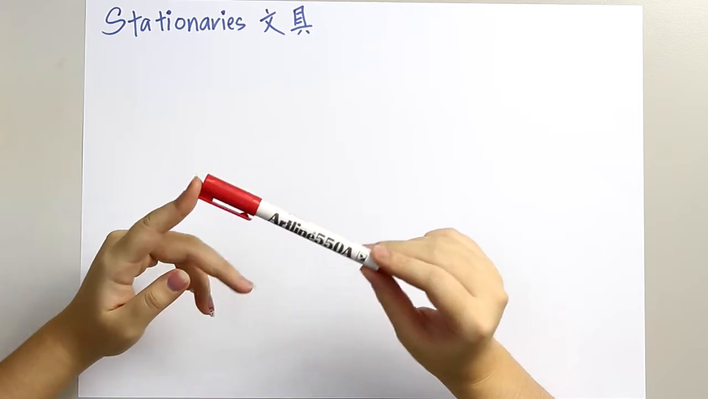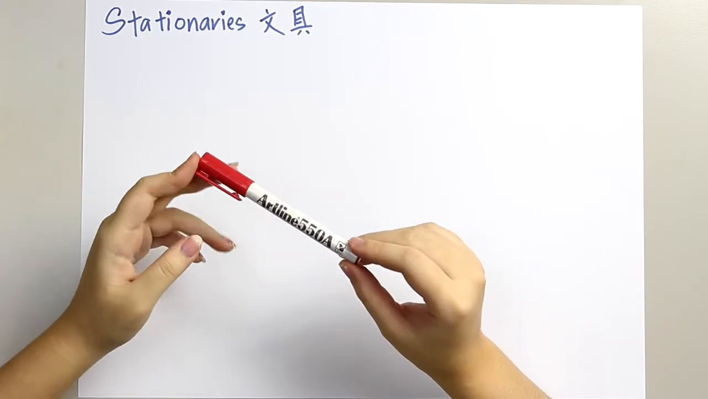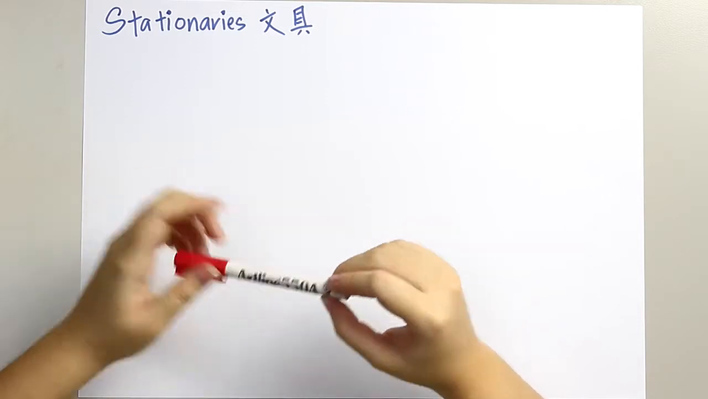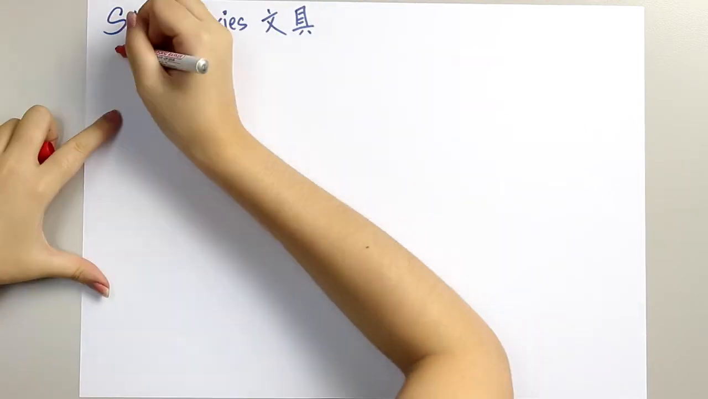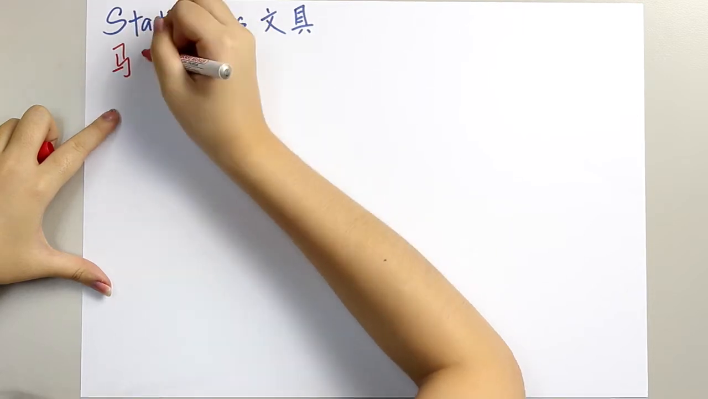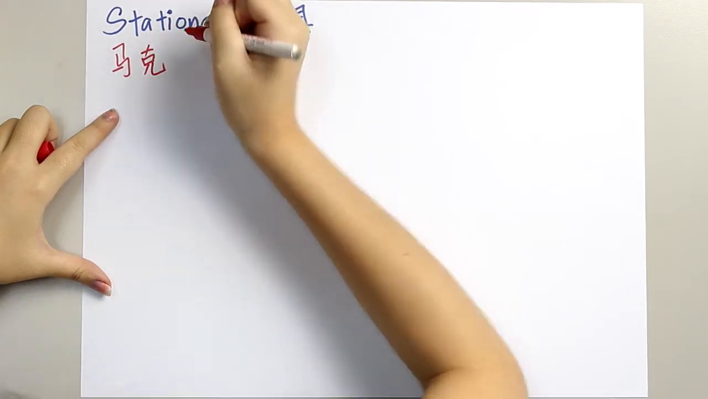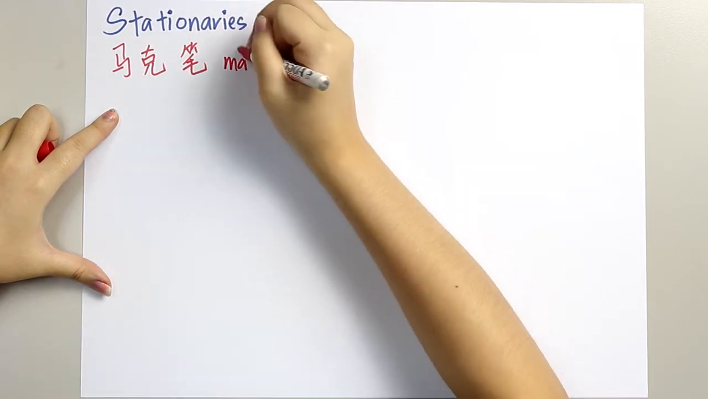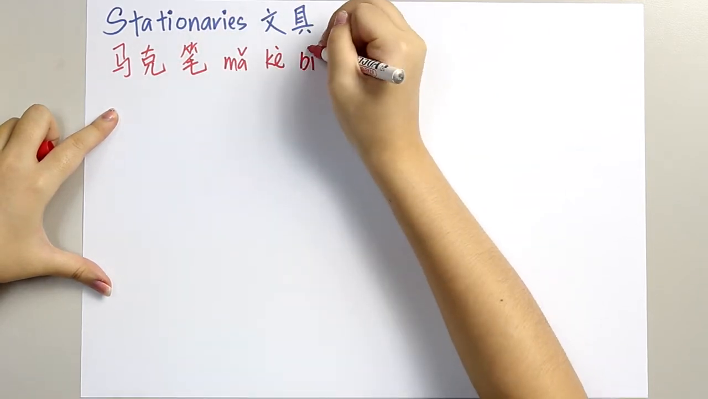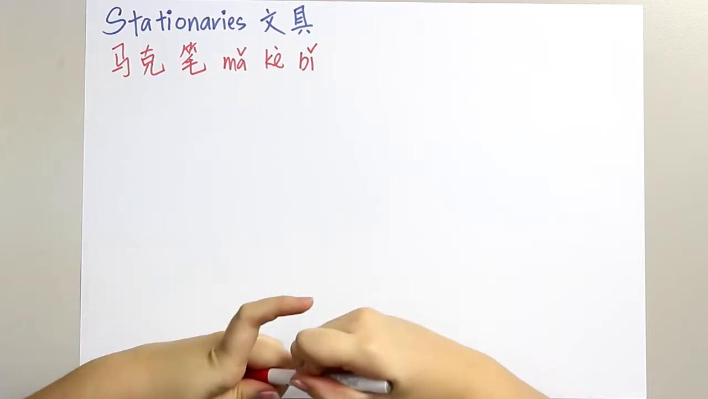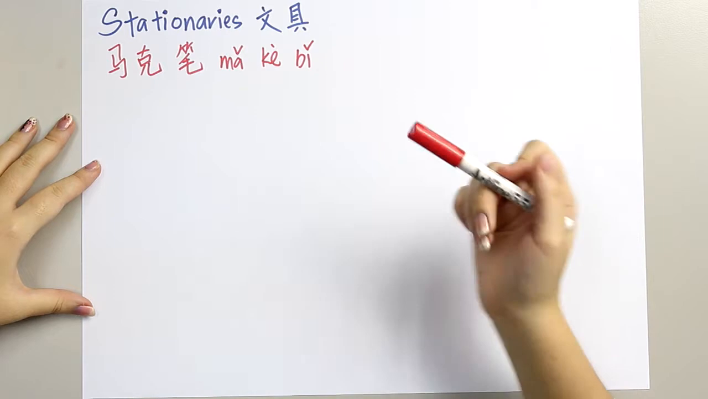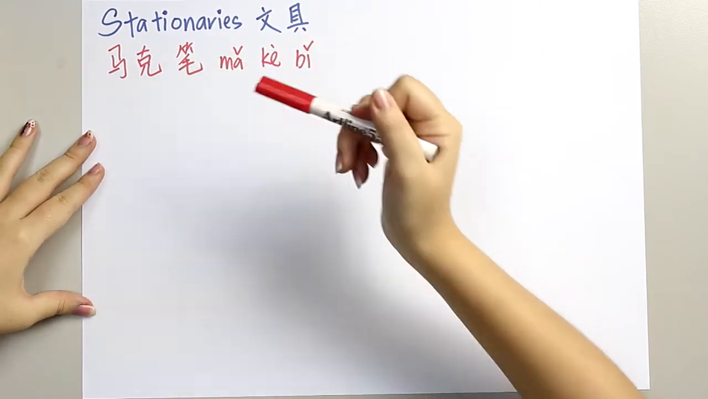So marker in English we call as marker, but in Chinese it's a similar name, we call it 马克笔. It sounds similar with the English part. 马克 stands for marker, whereas 笔 is pen.